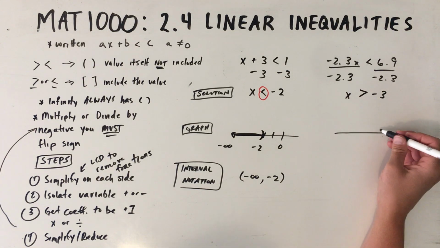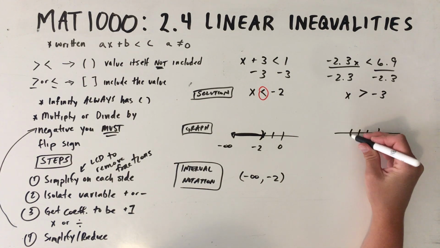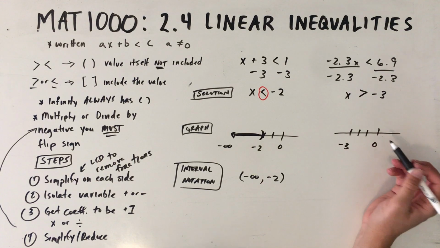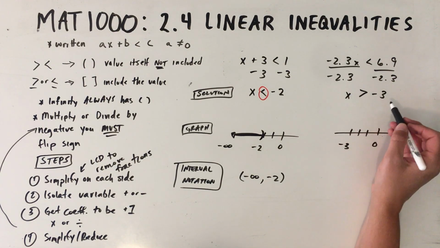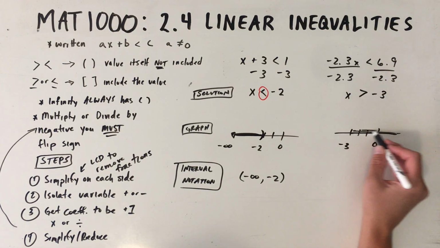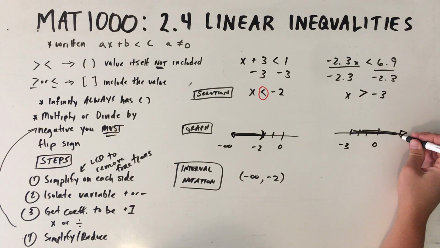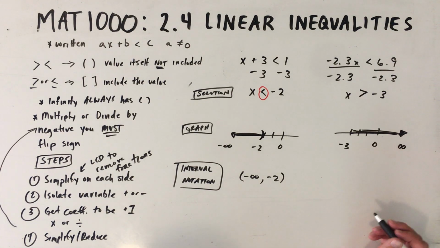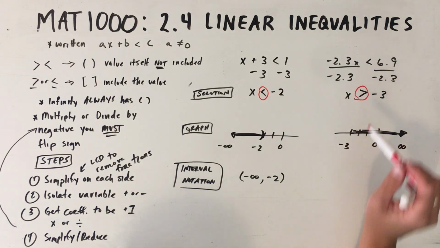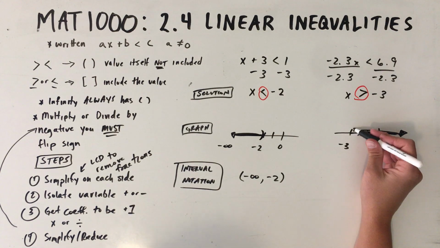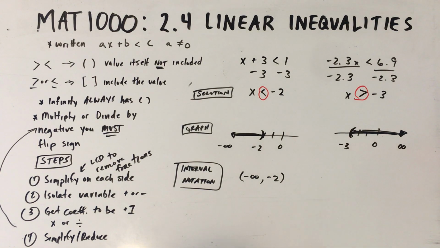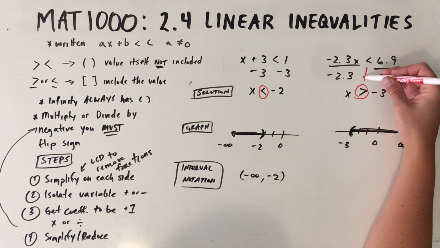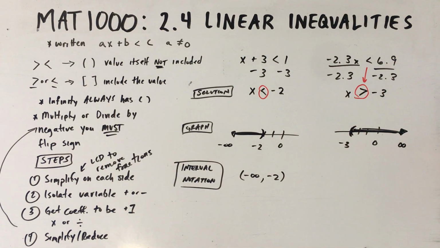And I'm going to draw this on the number line. We're talking about negative 3. And x is everything that's bigger or greater than negative 3. So it's all the values to the right. This is approaching positive infinity. And the value of negative 3 itself is not included. Okay. Again, because I divided by this negative, I had to flip that sign.